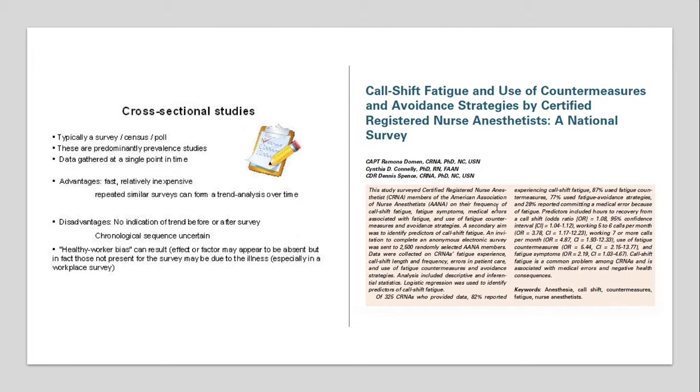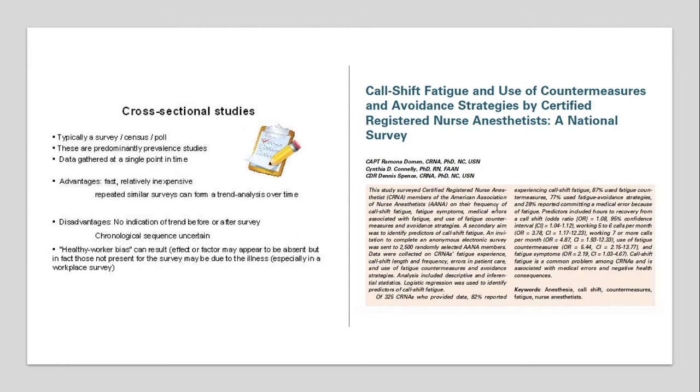And there is what they call a healthy worker bias that can result, which is an effect or a factor that may appear to be absent, but in fact those present for the survey may be due to the illness, especially in a workplace survey. Meaning, when you do a cross-sectional study, if you can't capture everybody, the whole population that you're interested in, you may only be getting those people that are healthy or actually more likely to respond.